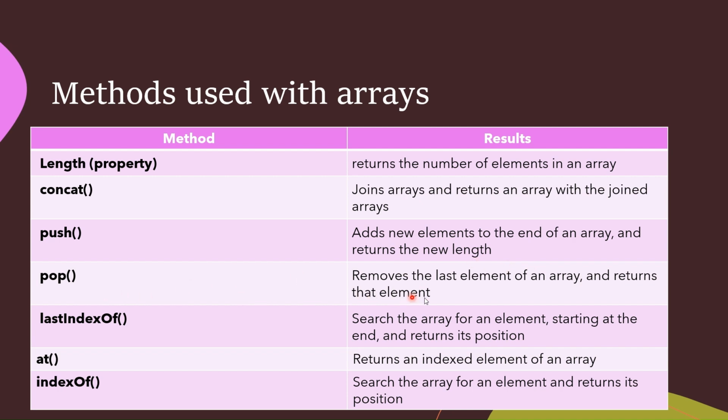Push to add an element to the end of the array and returns the new length of the array. Pop removes the last element of an array and returns the element. Last index of searches the array for an element starting at the end and returns its position. At method returns an indexed element of an array. Index of searches the array for an element and returns its position.